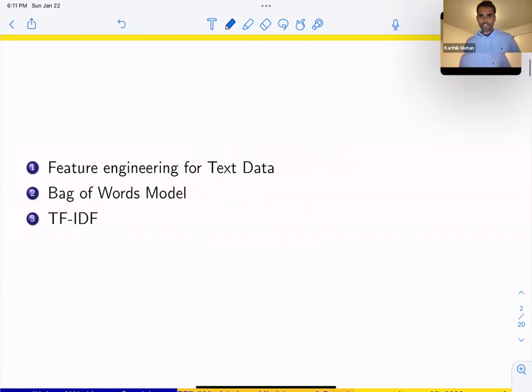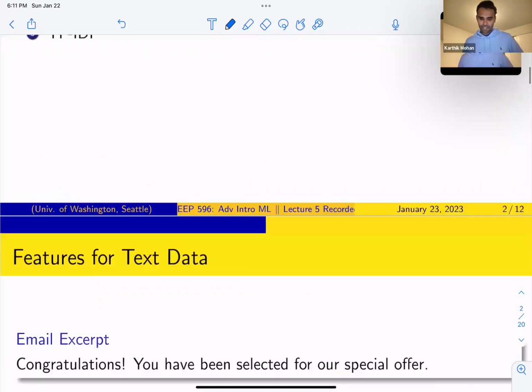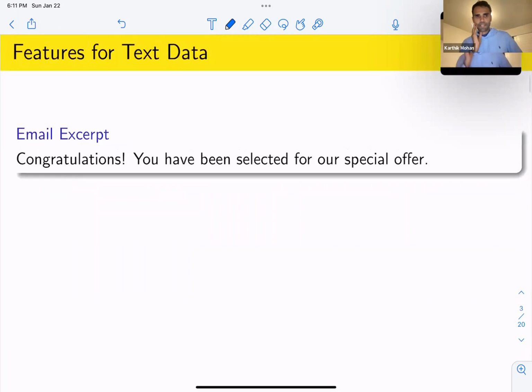So in today's lecture, we'll be looking at feature engineering for text data. We'll look at bag-of-words model and Tf-Idf, and also talk about other models for natural language processing, such as embeddings, that are in more popular use these days. So features for text data.